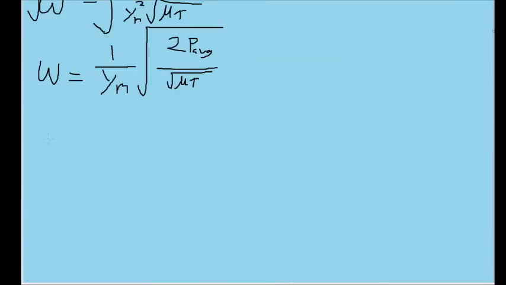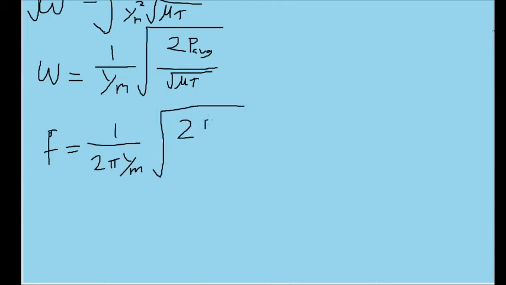So this means that the regular frequency will be equal to 1 over 2 pi times the amplitude times the radical of 2 times the average power divided by the radical of the tension times the linear string density. So now we have a formula for the frequency along the string. So now all that's left to do is to plug in our values.